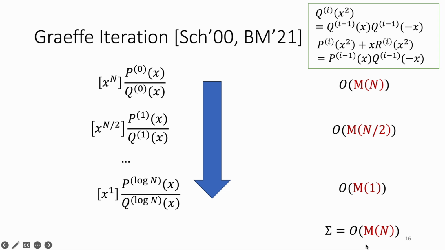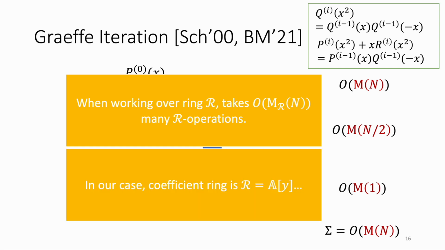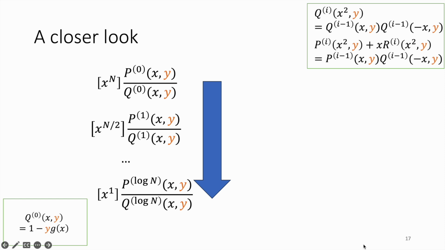Okay, so the overall process of the Graeffe iteration is pictured as follows. It has log n phases in total, and each time n is halved. However, this O(M(n)) time complexity measures the number of ring operations. But in our application, we take the coefficient ring as A[y], so there is an intermediate y here. But we want to measure the total arithmetic operations over the coefficient ring A. So we need to take a closer look at our algorithm. Okay, let's see what happens on this polynomial ring. Let's first check the initial conditions of P0 and Q0. We know that P0 is a polynomial in x, and Q0 is 1 minus y times g(x). So it is a polynomial that has y degree 1.